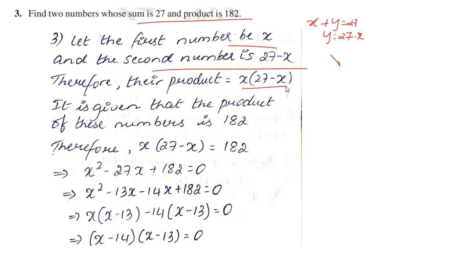Then the product: they have given it as 182. Simplify, equate, and simplify further. You end up getting a quadratic equation. This is known as the required quadratic equation. And this step is splitting the middle term.